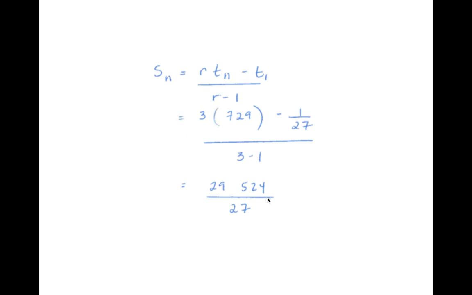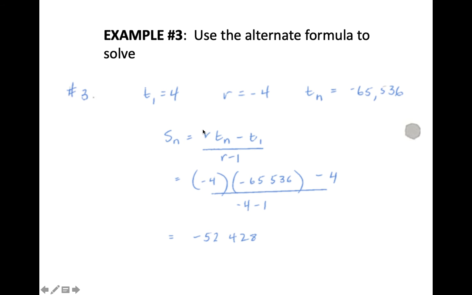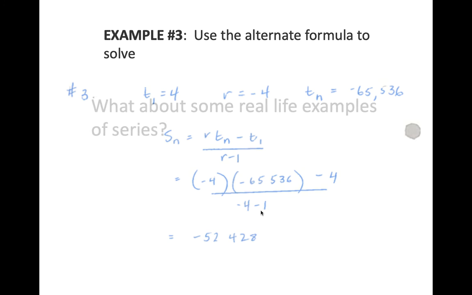So it depends on the scenario and the situation which formula you would be best to use. Okay, this one tells us actually to use the alternate formula for this one. So let's take all those numbers. We know the first term, the ratio, the last term. We plug in our numbers. It really is as simple as that. Plug it in, put it in your calculator, and you will find the sum.